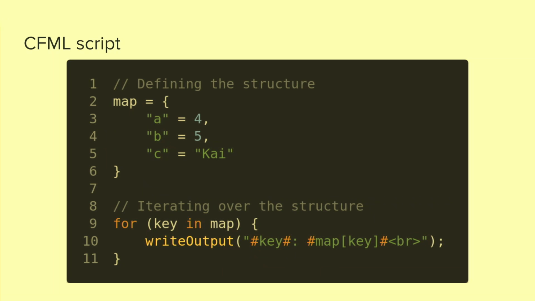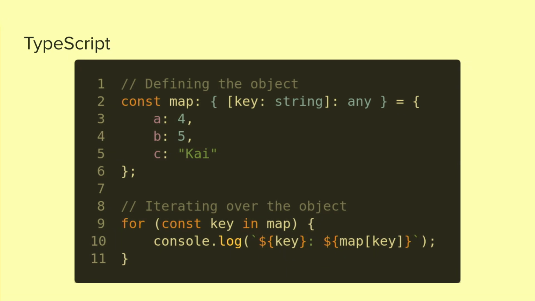CFML script, quite simple as well. We define a struct at the top, and then we just do a for key in map loop. And that could obviously also be done with a member function, for example, instead of a for loop. TypeScript, a constant map up there. Looks very similar to CFML, and then we iterate over this with the for const key in map construct and console log it.